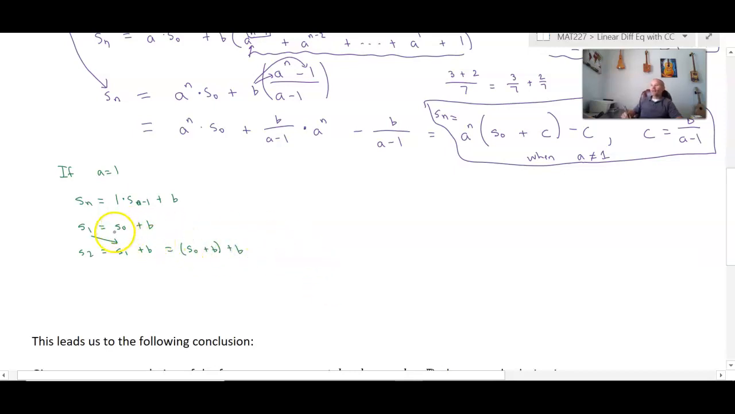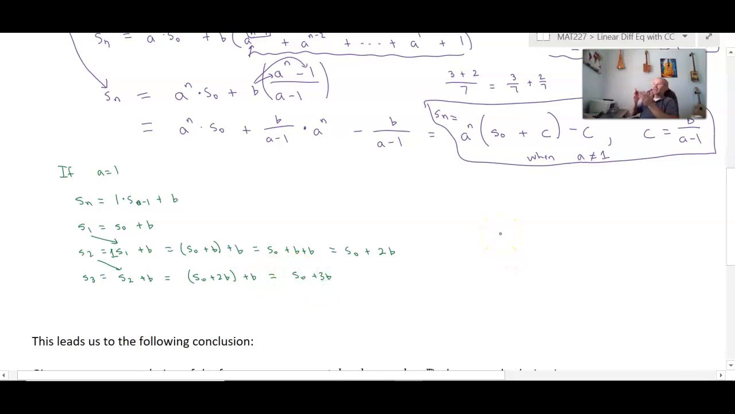Because my coefficient out here is a 1, I don't have to distribute it in, since it's not going to change what's in that parenthetical expression. So what I really have here is S0 plus b plus b, which is S0 plus 2b. Now let's look at S3 before we make a conclusion. That's going to be S2 plus b. Substituting in that expression, we have S0 plus 2b plus b, and that's just S0 plus 3b.